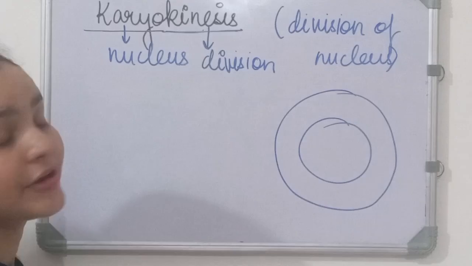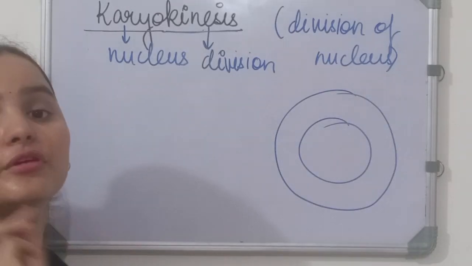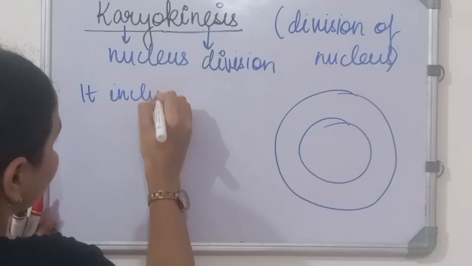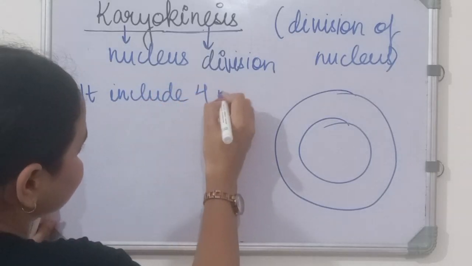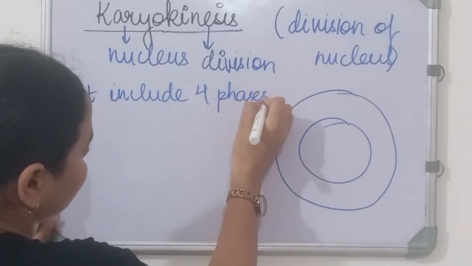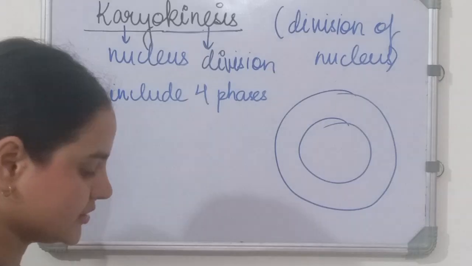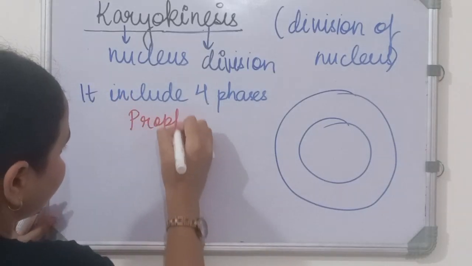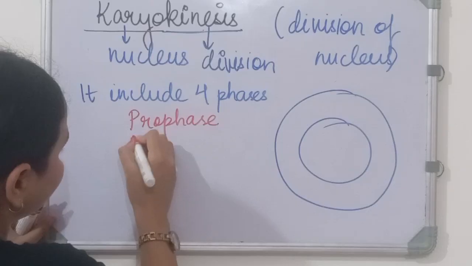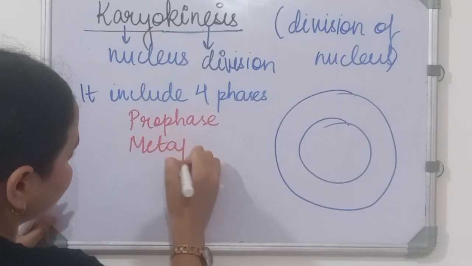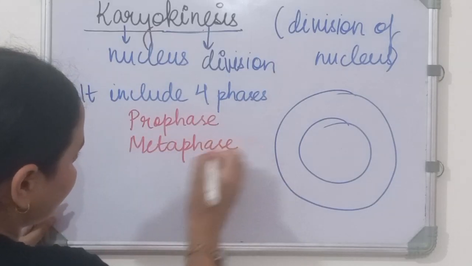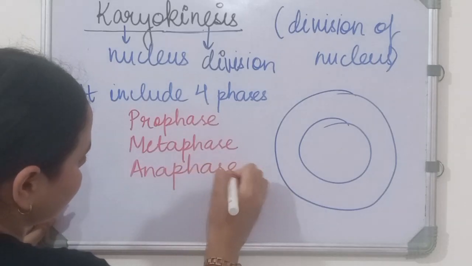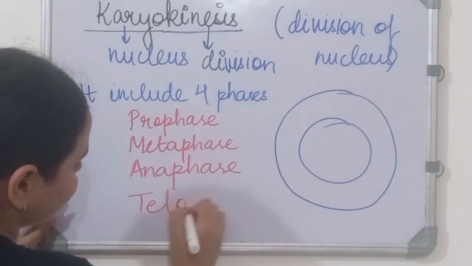Now, this karyokinesis includes 4 phases, which are prophase, metaphase, anaphase and telophase.